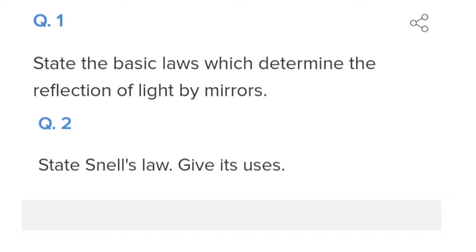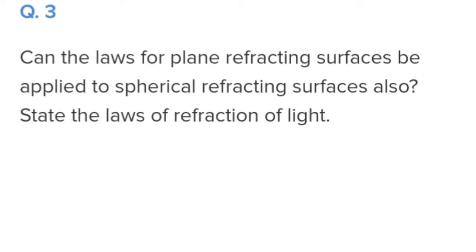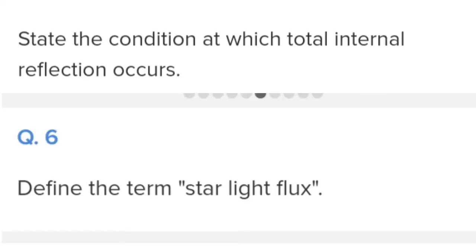State the basic law which determines the reflection of light by mirrors. Second, state Snell's law, give its uses. Question third, can the law of reflection for plane reflecting surface be applied to spherical reflecting surface? Also state the laws of reflection of light.